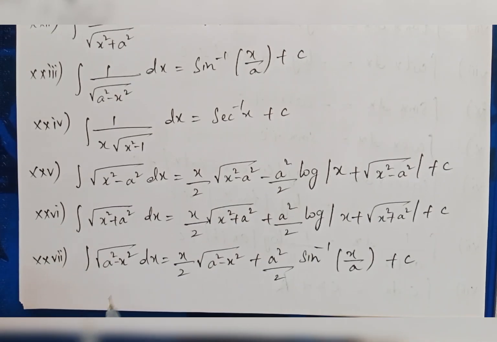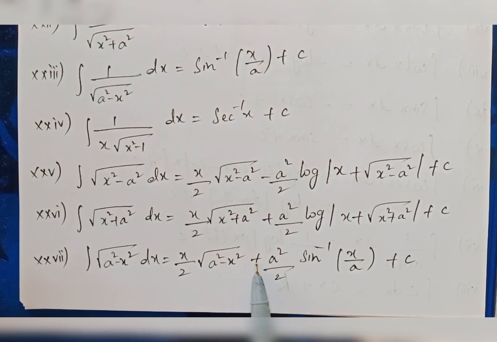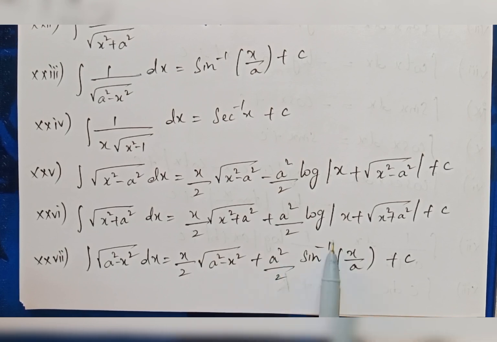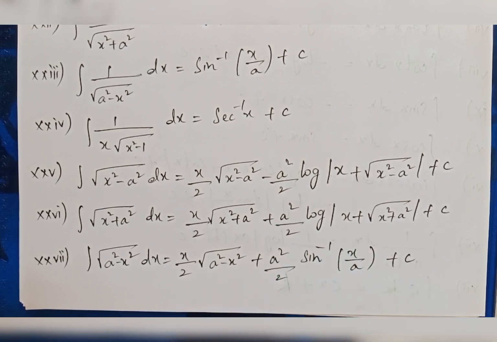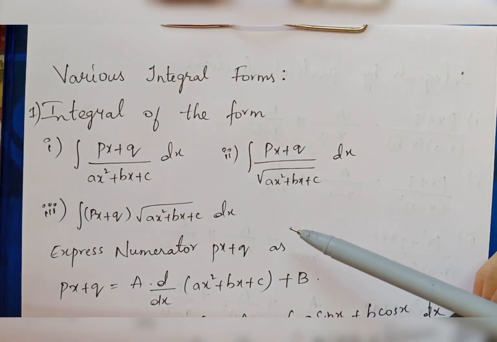Integral of root of a square minus x square dx is equal to x by 2 root of a square minus x square plus a square by 2 sine inverse x by a plus c. You have to remember all the formulas. They are very important in order to understand the concept of integration.